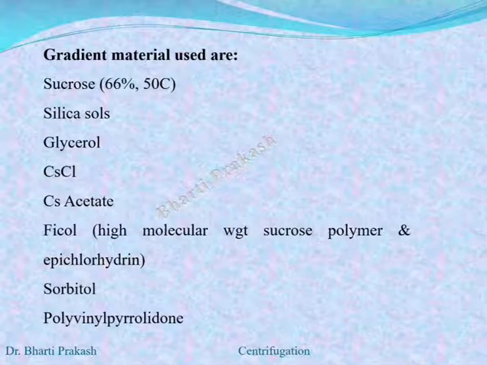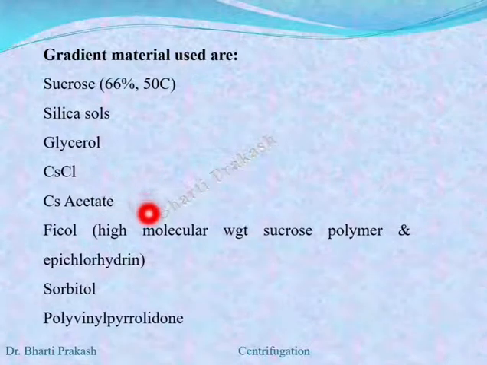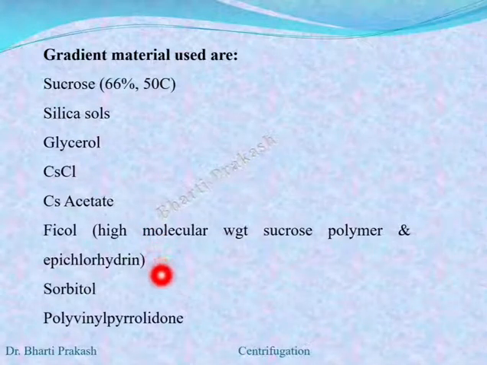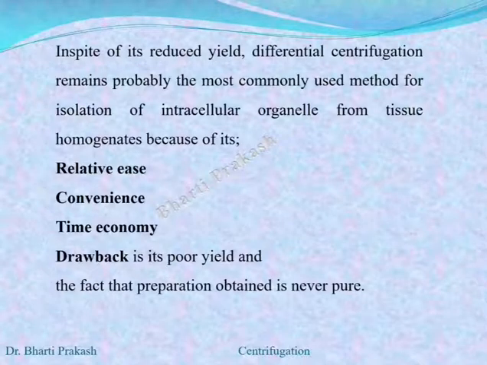Now these are the gradient materials that are used during the differential centrifugation. The gradient material can be sucrose, silica sols, glycerol, cesium chloride, cesium acetate, ficoll, sorbitol, or polyvinyl pyrrolidone. These are the gradient materials which can be used.